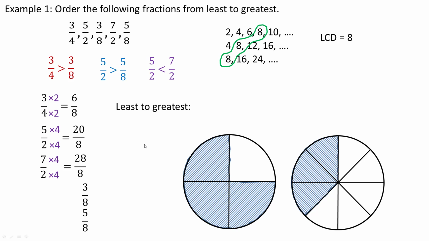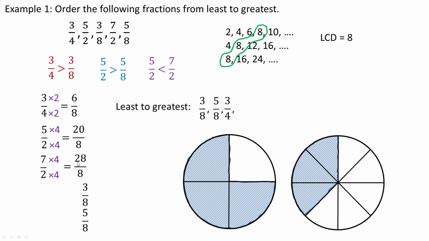So least to greatest, we would write 3/8 first. 5/8 is the next biggest one, and 6/8 is going to be a little bit bigger, so 5/8 would be the next one and 6/8 would be next. Now, originally, instead of 6/8, we called that 3/4, so I'll write 3/4 instead of 6/8 because that's what the question asked.